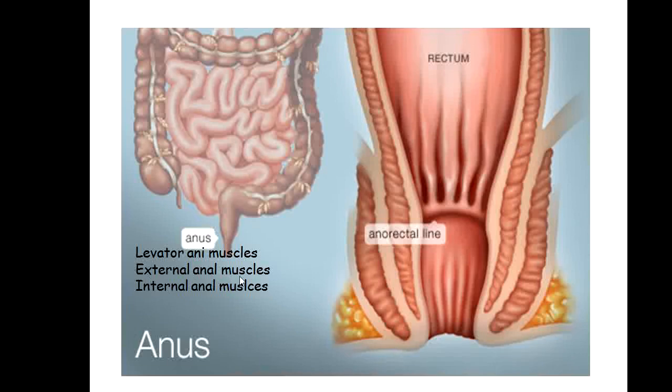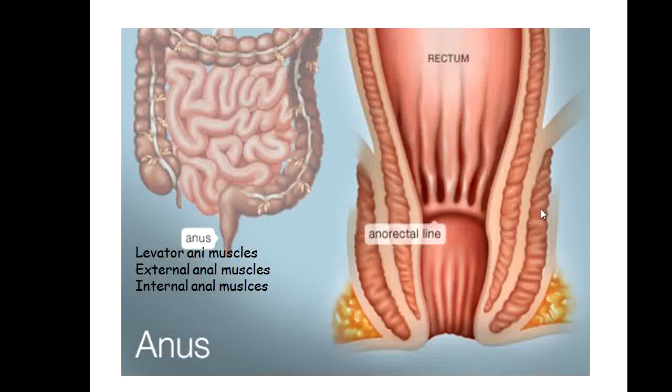Then another one is the external anal muscle. This is the external line of anal muscle, and this is the internal line of anal muscle. This is the anal orifice, and this is the anal border with the rectum, or anorectal junction. This is the pectinate line, the pectinate-like structure inside the rectum.